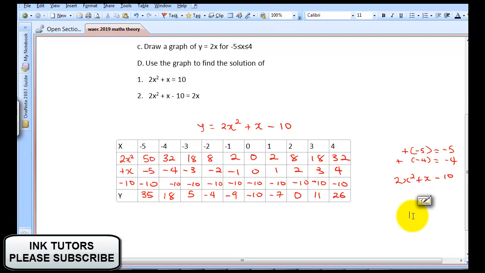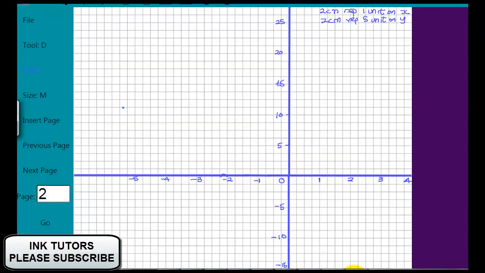Okay, so the next thing we need to do is to plot our graph. Okay, so we will start plotting our quadratic graph. Okay, we're on our graph and we're asked to use a scale of 2 cm represent 1 unit on x and 2 cm represent 5 units on y. Okay, this is our graph and we are ready to start our plotting.